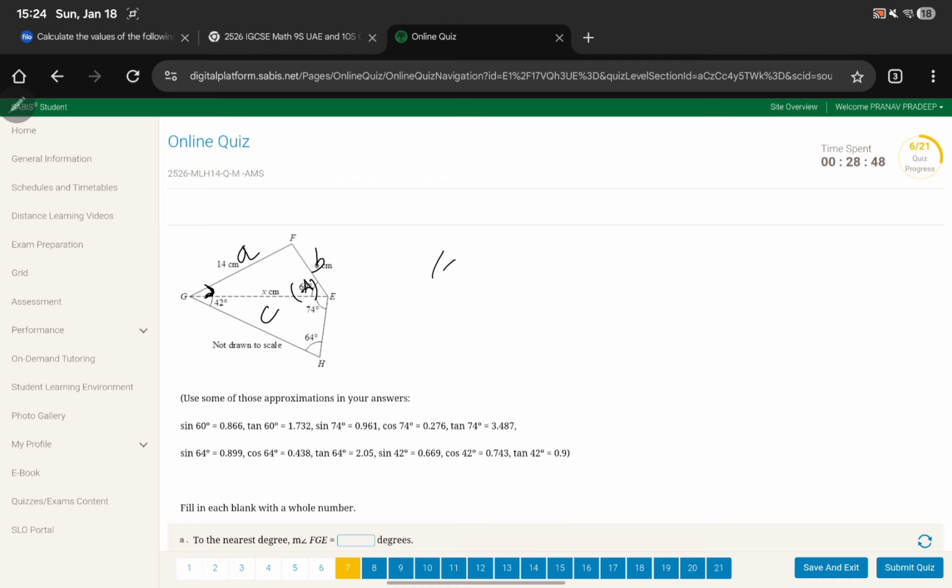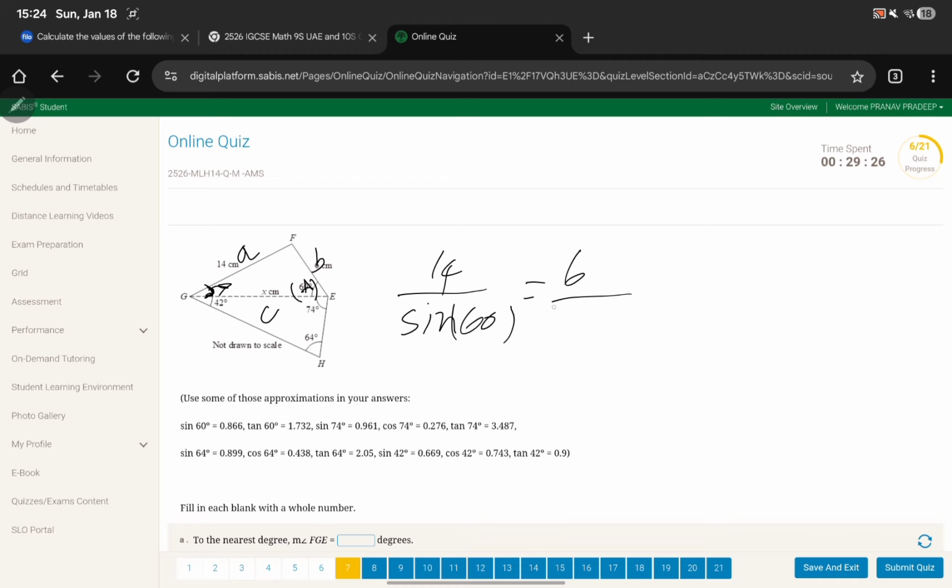Now, just do 14 over sine 60 equals, you want to find this, right? 6. Now, I'm going to remind you, your calculator has to be in degrees, not radians. So for that, just do shift and menu or setup and go to angle unit and select degree. I'm not going to elaborate on that for now.